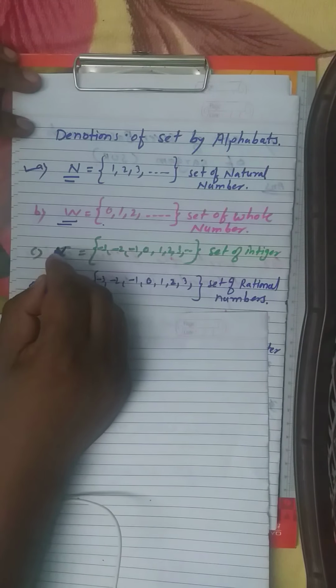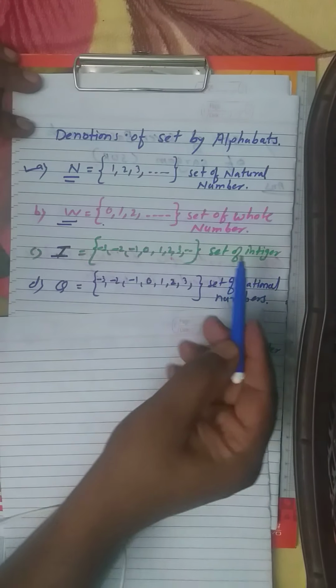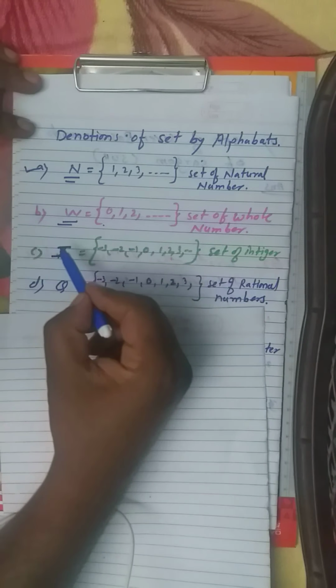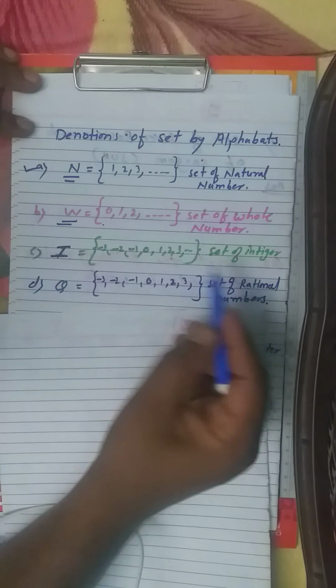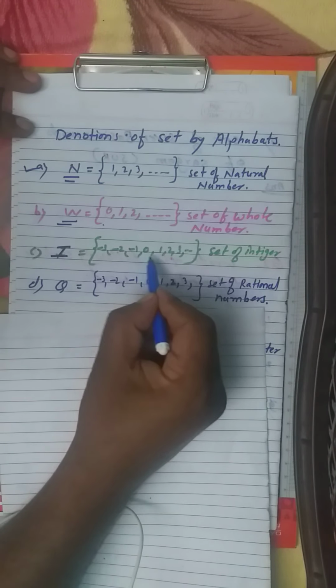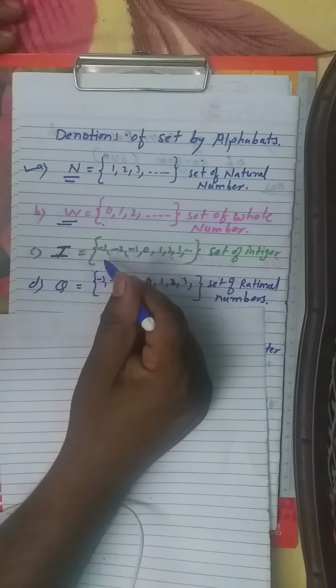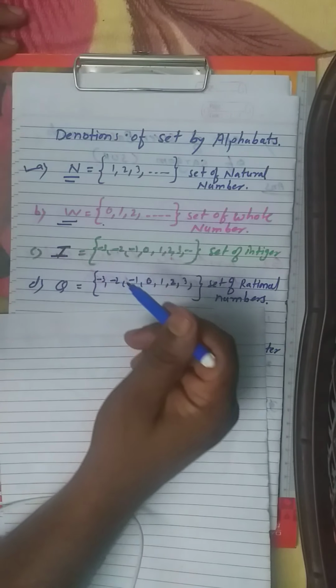Now dear students, we are seeing here this is the I. I means the set of integers. Capital I indicates the set of integers. Integers, you know that 0, to the right side of 0 there are positive numbers, and to the left side of the 0 there are the negative numbers.